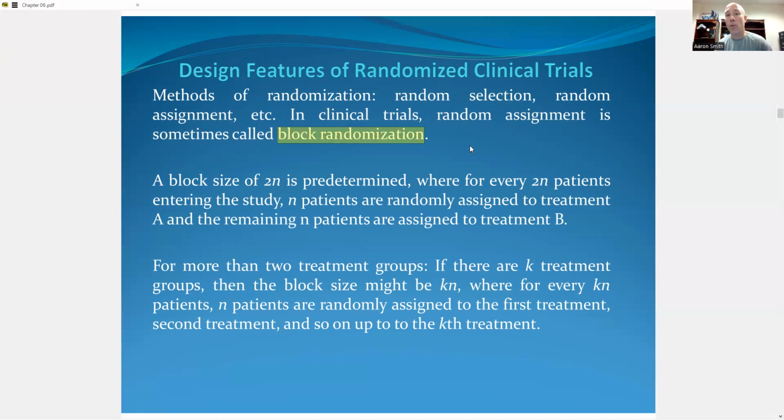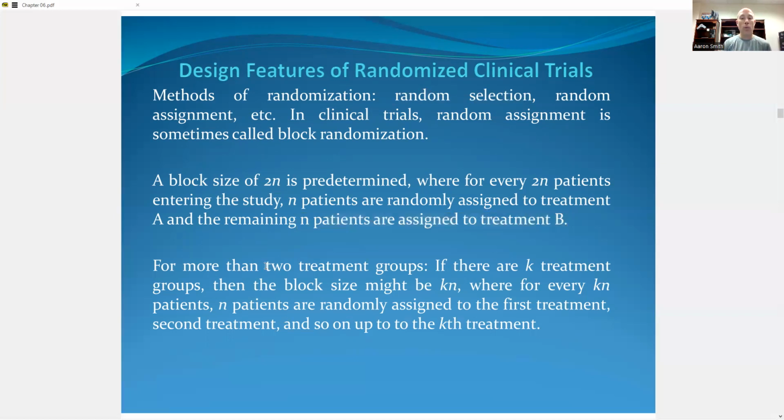That's the term I learned when I was an undergrad. A block size of 2n is predetermined, where each of the 2n patients entering the study, n of the patients are randomly assigned to treatment A, and n of the patients are assigned to treatment B. So we're keeping sample size even.